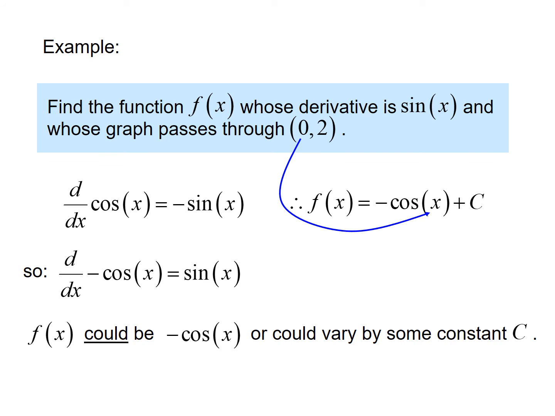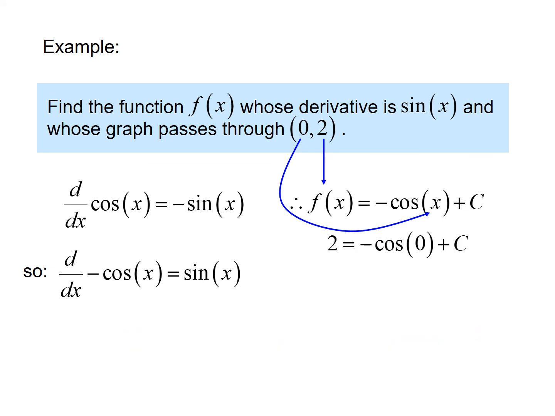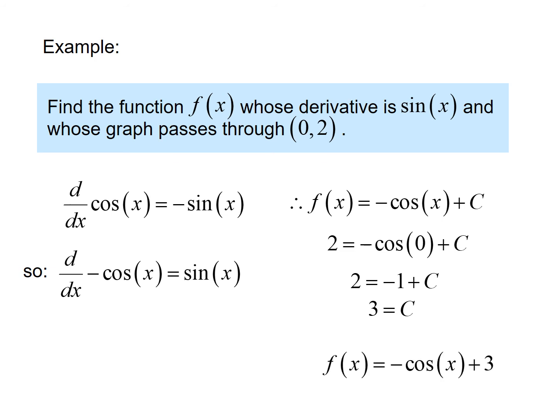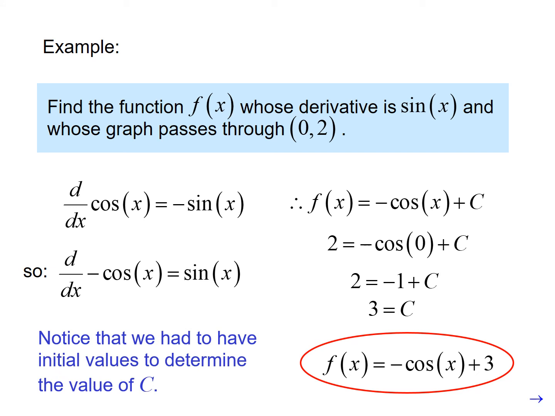Now we have this extra information that this graph passes through the point 0, 2. So plug 0 in for x, 2 in for y, and we find that c equals 3. So our function that gives us the derivative of sine of x and passes through the point 0, 2 is negative cosine of x plus 3. So if we're going to figure out what that constant was, we have to have this additional information, these initial values.